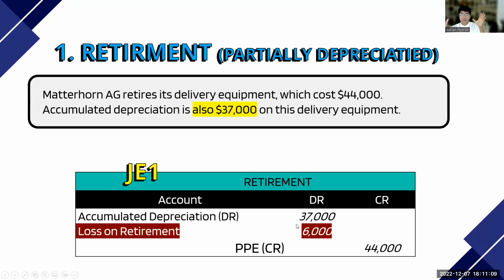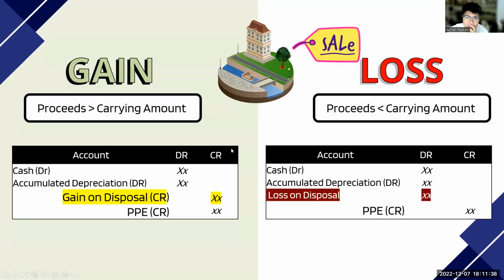So again, madali lang to. First, write your PPE at 44,000, next debit the accumulated depreciation at 37,000, and then hindi yan magbabalance. You have to balance. So you know that in order to balance, there is a debit of 6,000 na you need. Every time na either gain or loss, pag debit, that's a loss, that's an expense. Pag credit, that's a gain, that's a revenue, right? So since debit to, it's a loss on retirement at 6,000, right?